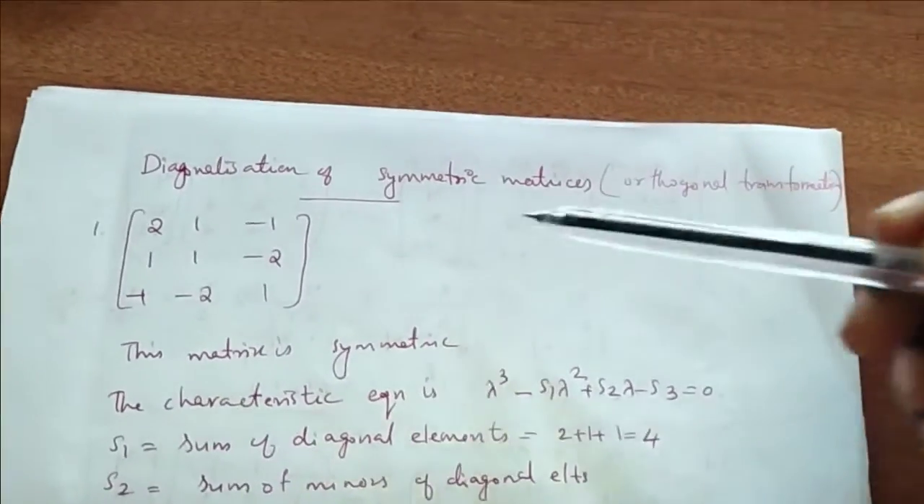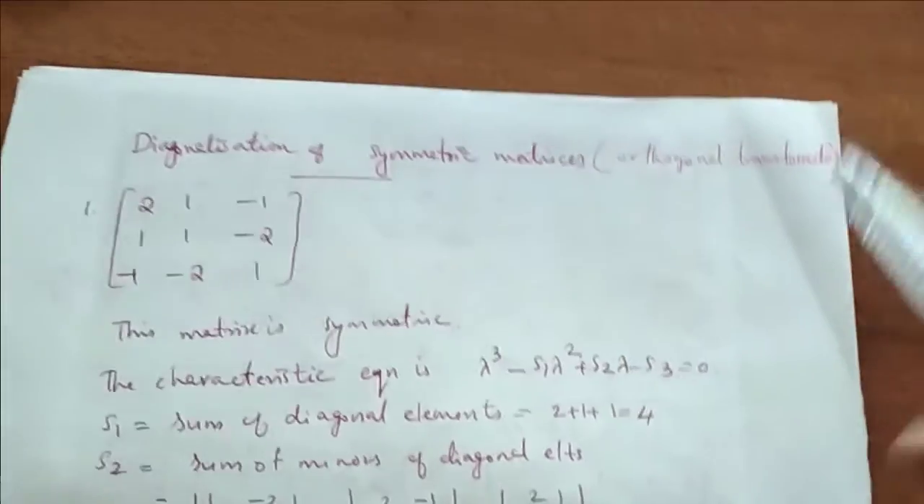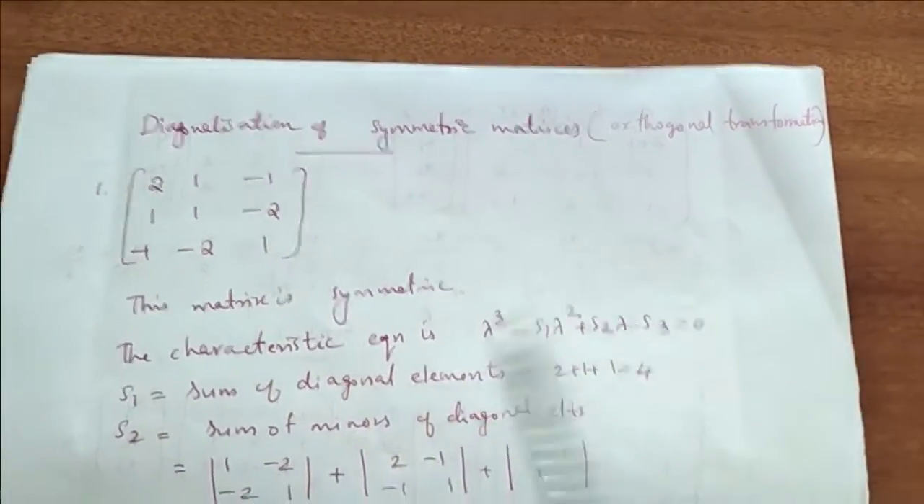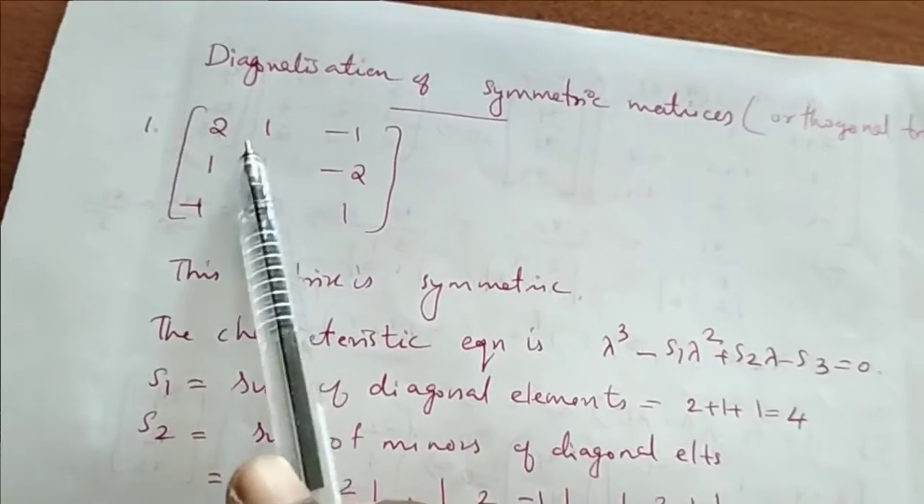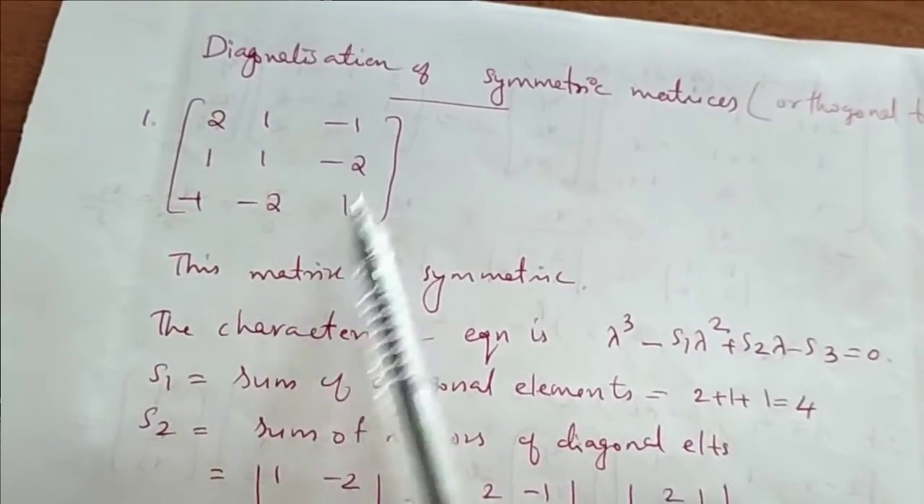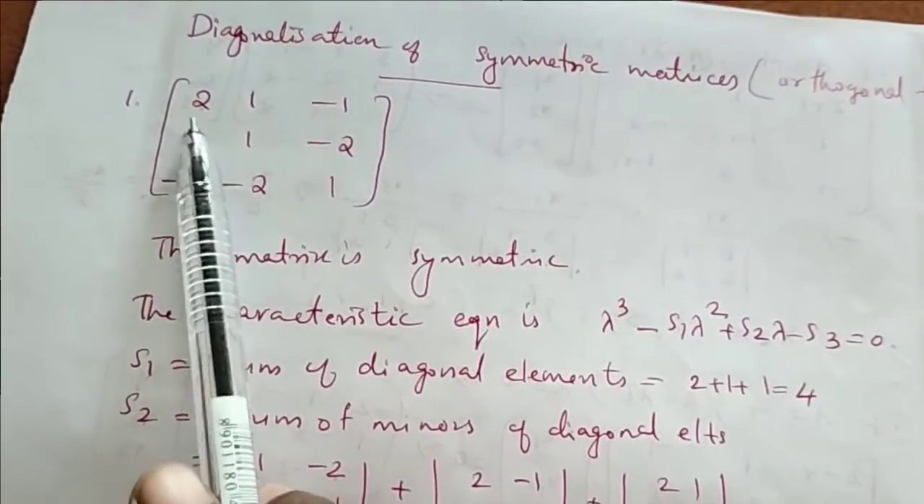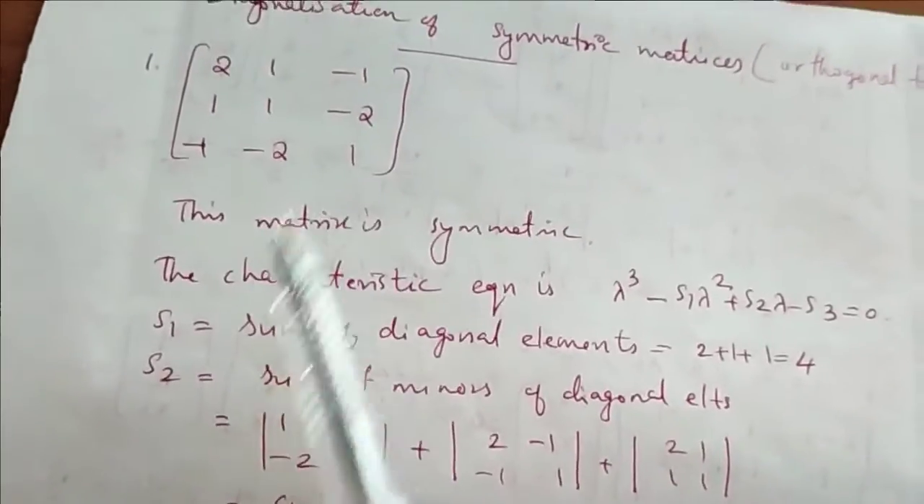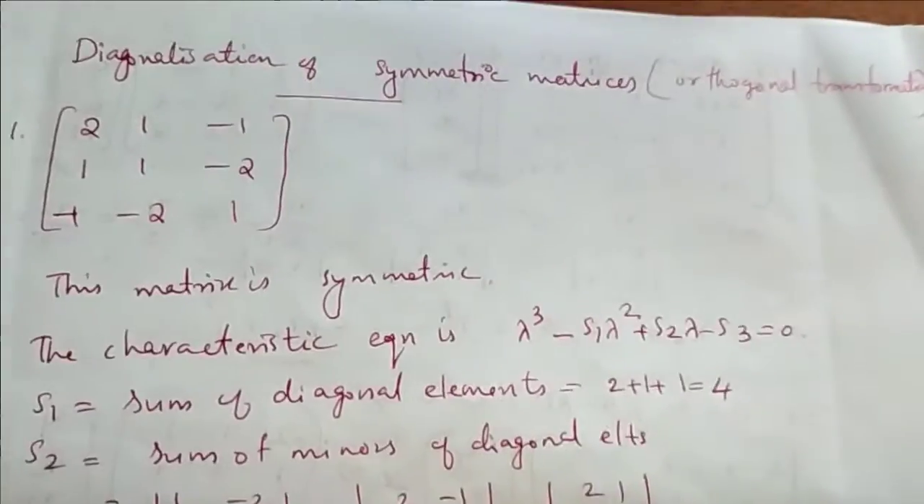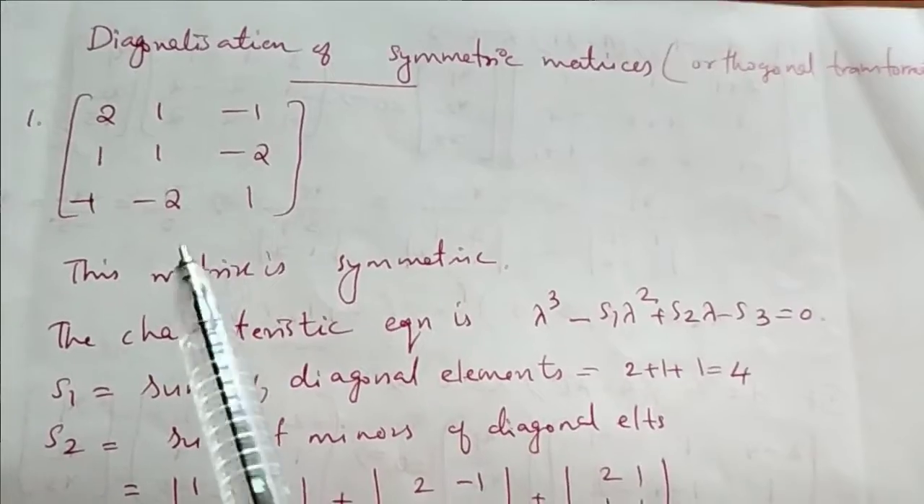So next is diagonalization of symmetric matrices, that is orthogonal transformation. A symmetric matrix is one whose transpose is the matrix itself. For this question, the matrix is 2, 1, minus 1, 1, 1, minus 2, minus 1, minus 2, 1. So this is a symmetric matrix, and we have to diagonalize it.